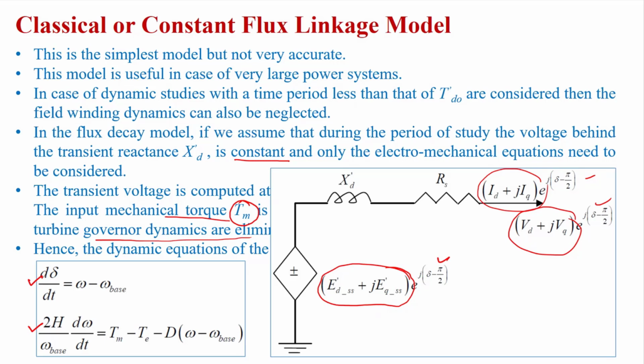Then with further simplification we get the flux decay model, or one-axis model, where we further neglect the effect of the damper winding 1Q. And the simplest model is the classical or constant flux linkage model, where we have neglected the effect of all the flux linkages, including the field winding. These four models we have studied here, and most of the time in our analysis and applications we use these four models only. The most accurate model is the subtransient model.